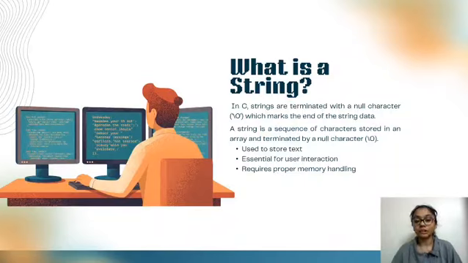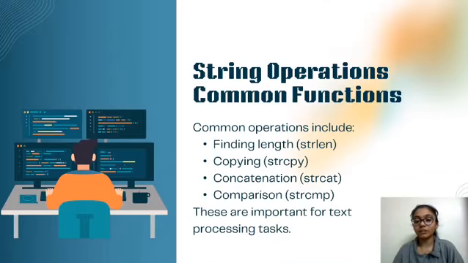A string is a sequence of characters used to store text in C. Strings are actually arrays of characters and always end with a special null character called backslash zero, \0, which marks the end of the string. In this slide, I'll be explaining string operations. We can perform different operations on strings like finding length, copying, combining and comparing. These operations are important for handling text in the program.